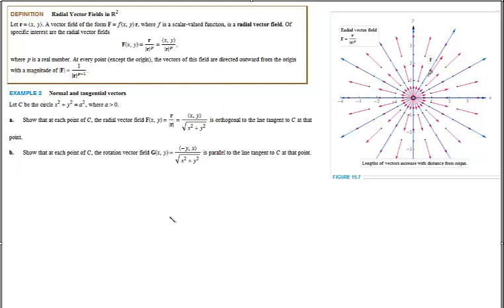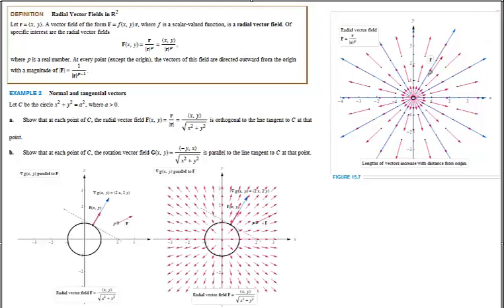So what we're going to do next is show that each point of C on my circle is orthogonal to the line tangent to C at that point. In this next example, we have our circle of radius a, and if we look at the gradient of this circle, we see that it is the vector 2x, 2y. This gradient is parallel to our vector field, and wherever that tangent line is.